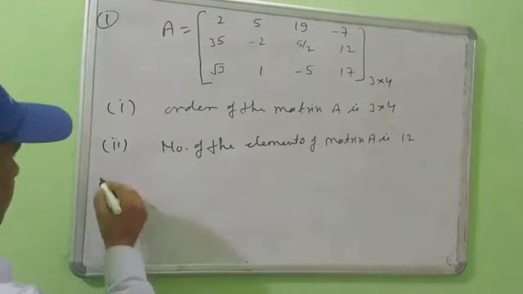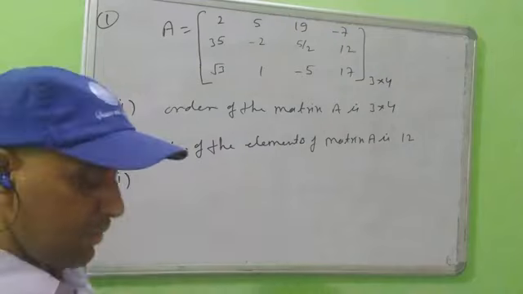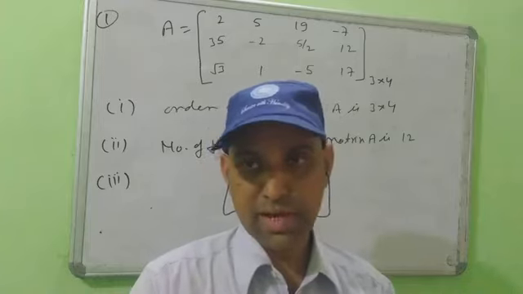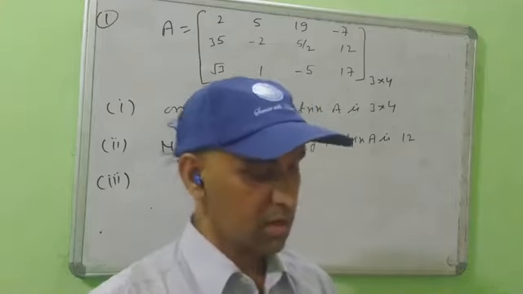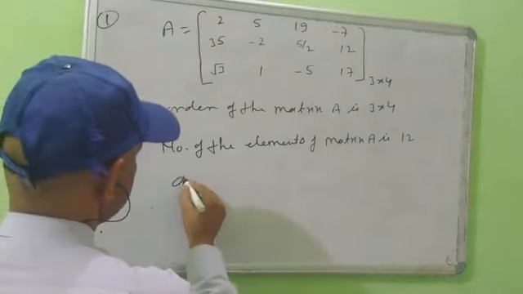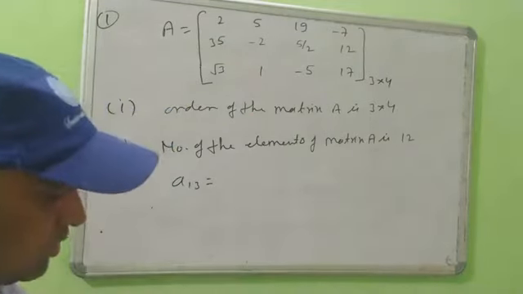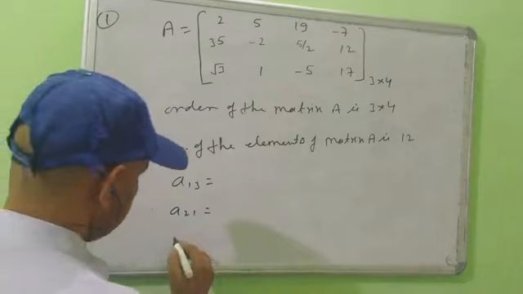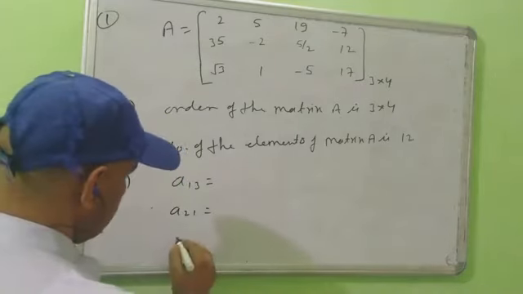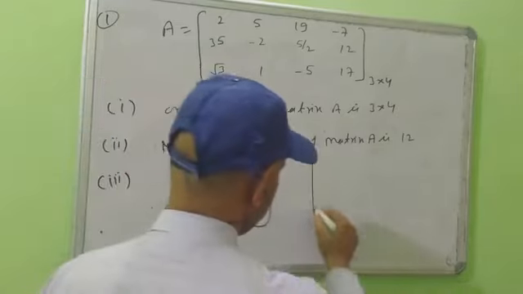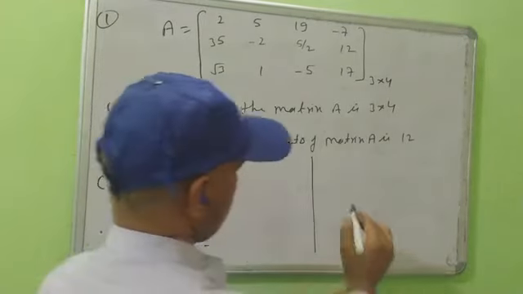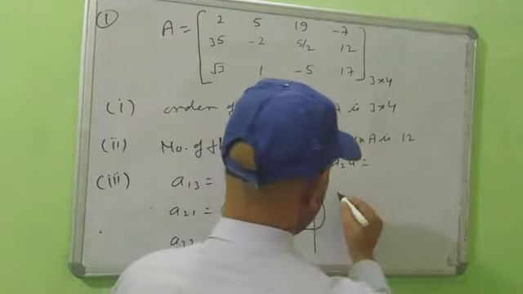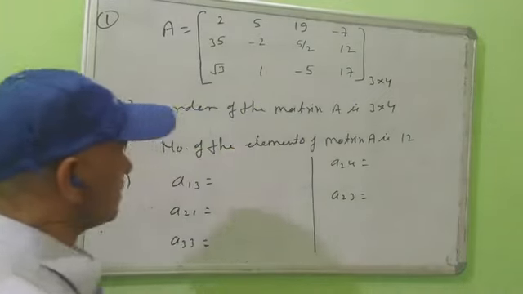And third part here: write the elements. Which elements will you write here? Those given in the instruction in the book. First write the element 1 3. Second element you write 2 1. Third element you write here 3 3. Next you will write the element 2 4, and next you will write here 2 3. According to this given matrix.